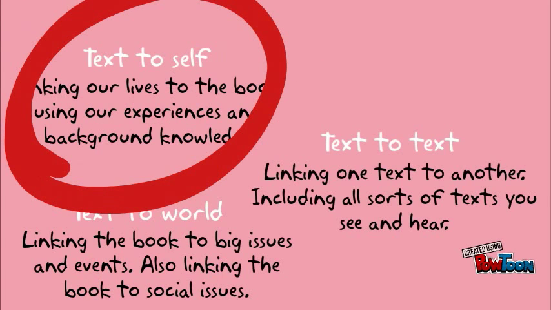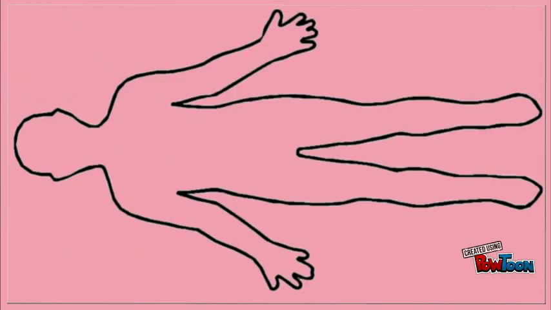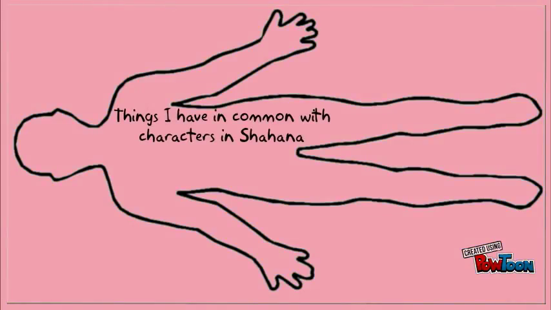For now, we're going to look more closely at text-to-self connections. And we're going to do this by using this. What is that? Oh, it's a visual organizer. We're going to place all of the things that the characters have in common with our lives inside the body, and all the things that are different outside the body.